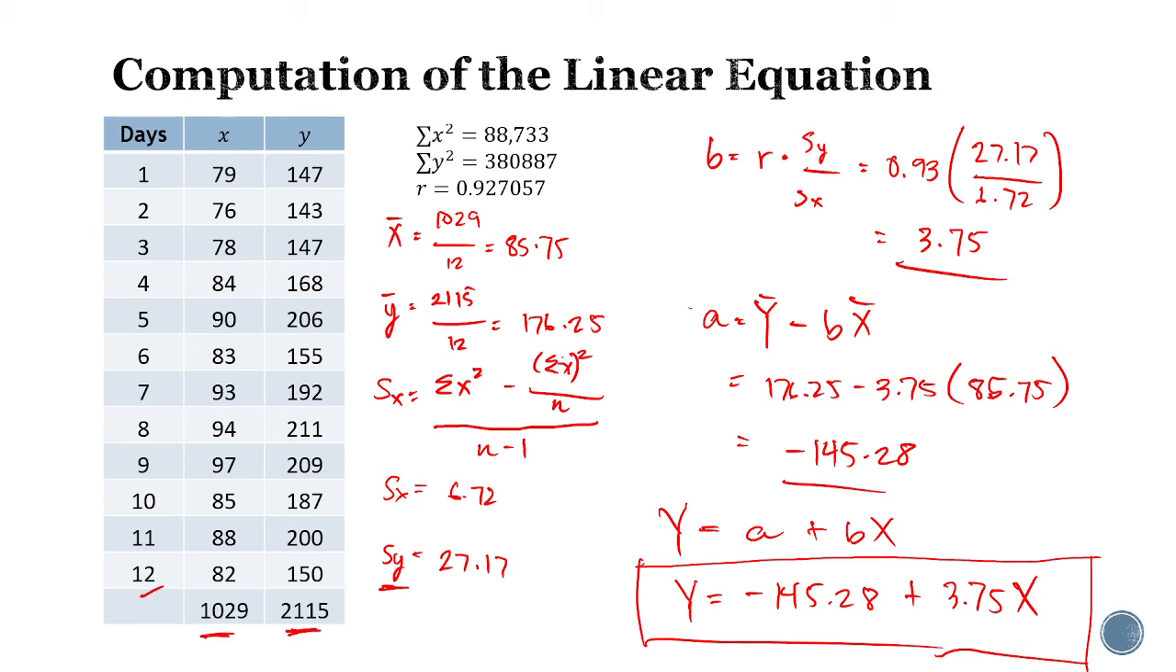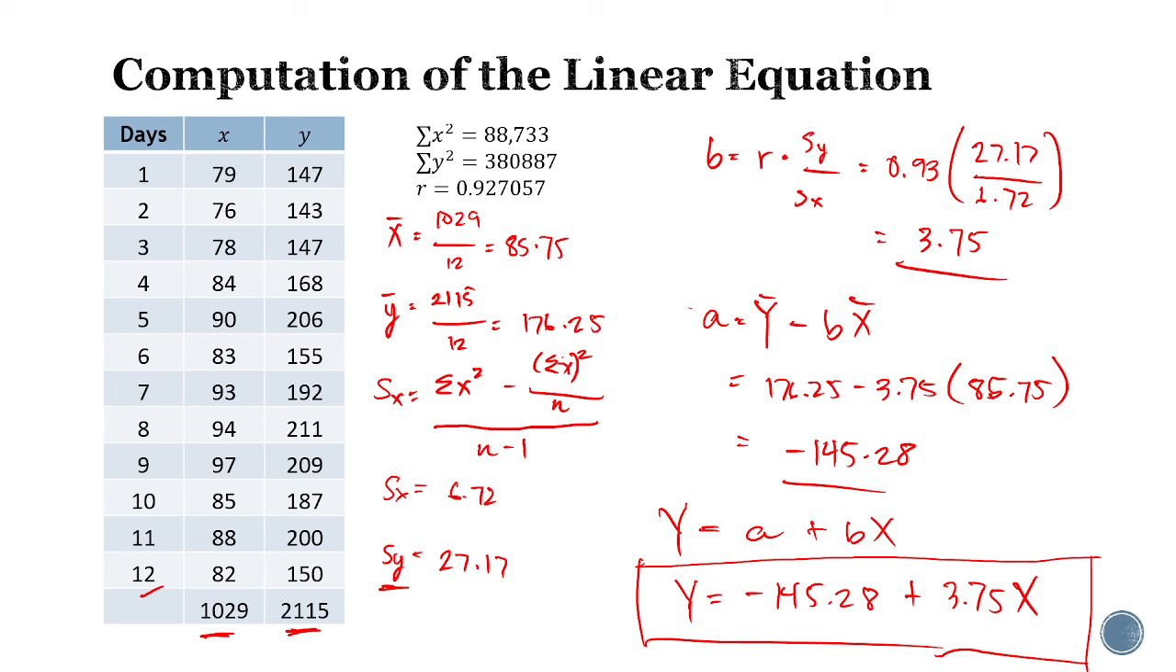So basically, you need the values of your summation of x's, summation of y's, your r value, summation of x squared, summation of y squared. You need your mean of x, you need your mean of y. You should have the standard deviation of x and the standard deviation of y. You need to compute for the slope, which is equal to our Pearson R times standard deviation of y divided by the standard deviation of x.